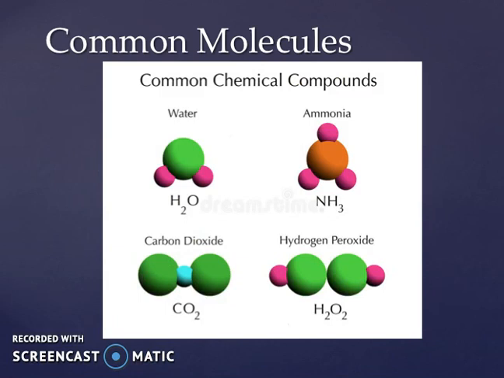So some common molecules when the atoms bond together, either with themselves or with other types of atoms, would be water, which is 2 hydrogens and an oxygen. Ammonia is 1 nitrogen and 3 hydrogens. Carbon dioxide means 2 oxygens and 1 carbon in the middle. And hydrogen peroxide, H2O2, is 2 hydrogens on the outside and 2 oxygens in the middle.